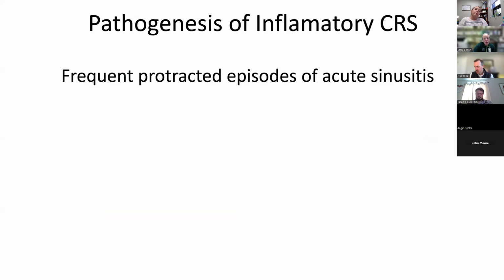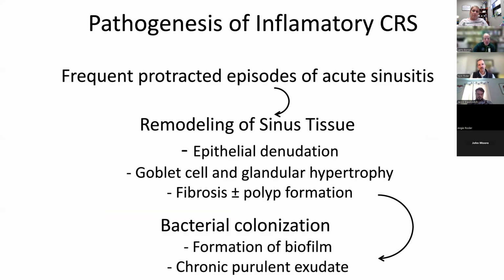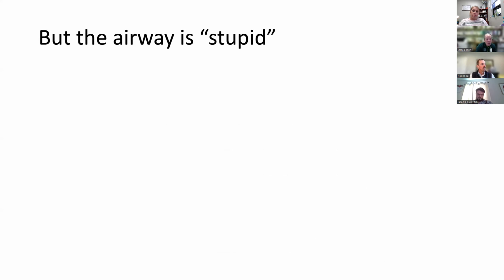The model of this is that these are patients who are prone to frequent bacterial infections. The bacterial infections cause damage to the sinus tissue. The normal ciliated epithelial cells get denuded and are replaced by goblet cells. The glandular hypertrophy that I showed a second ago occurs, and fibrosis occurs. This creates an environment where they're particularly prone to colonization of the sinuses with bacteria. I'm going to talk about biofilms later. You get this chronic purulent exudate. The purulence causes more damage and remodeling of the sinus tissue, which then promotes the further development of frequent acute sinusitis. But as I love to say, the airway is a stupid organ.